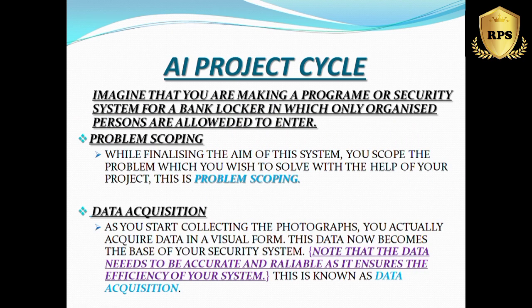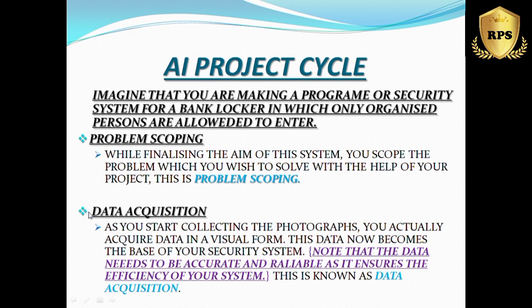First, problem scoping. While finalizing the aim of this system, you scope the problem which you wish to solve with the help of your project. This is problem scoping. So, what is the problem? Here, in this scenario, the problem is that anyone can access the locker. We have to create a project or program so that only authorized persons are allowed by that program to enter the locker.